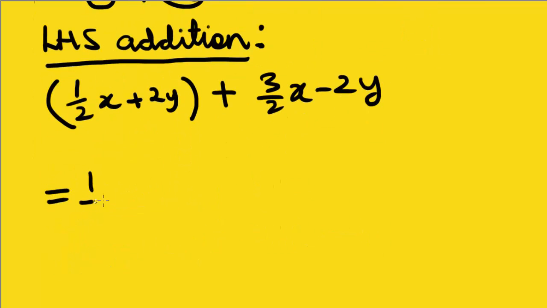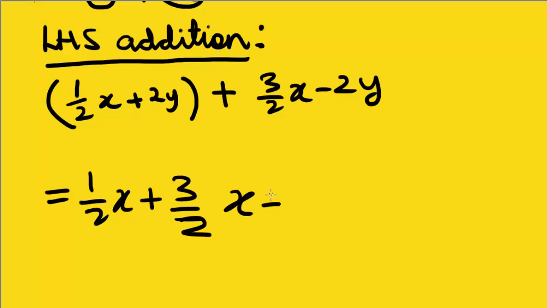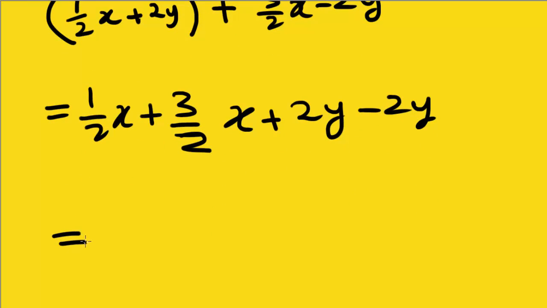So what does this give? Well, let's rewrite it and group the like terms. So terms involving x are grouped together and terms involving y are grouped together. So half x plus 3 over 2x. Some people might be confused about the addition. Half x is the same thing as half times x, so half x is x over 2. 3 over 2x is the same thing as 3 over 2 times x, which is 3x over 2.